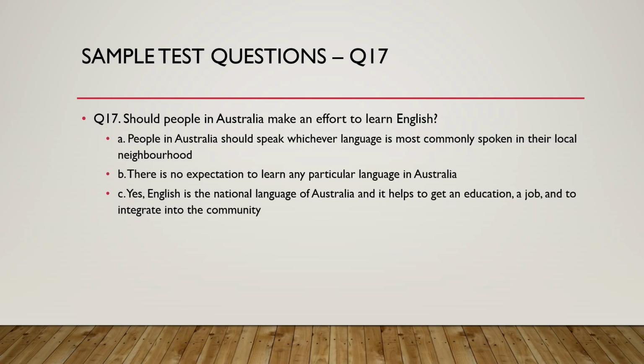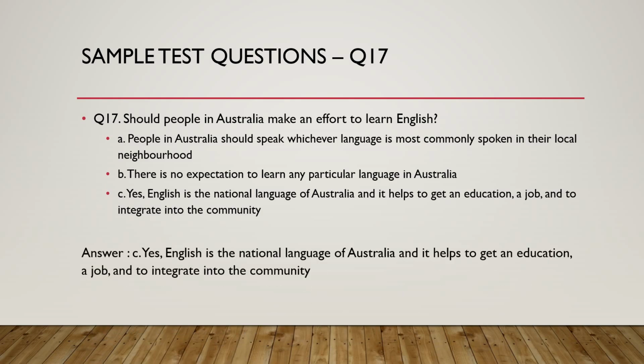Question 17 is, should people in Australia make an effort to learn English? So A. People in Australia should speak whichever language is most commonly spoken in their local neighborhood. B. There is no expectation to learn any language. C. Yes, English is the national language and it helps to get education, job, and to get integrated into community. So yes, it's C. You have to learn English to get integrated into the community.